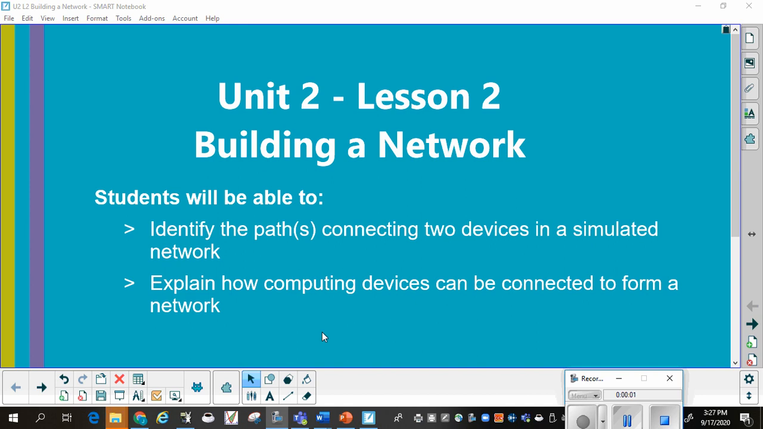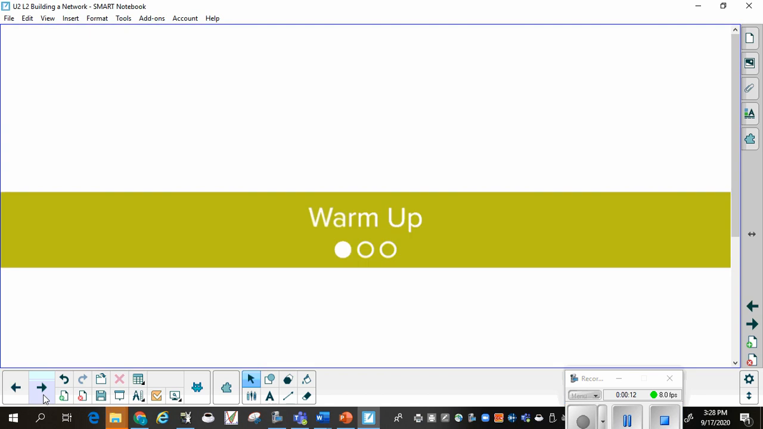Lesson 2, Building a Network. At the conclusion of this lesson, you should be able to identify the path or paths connecting two devices in a simulated network, and you should be able to explain how computing devices can be connected to form a network.